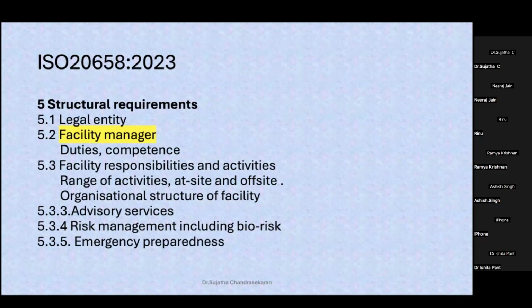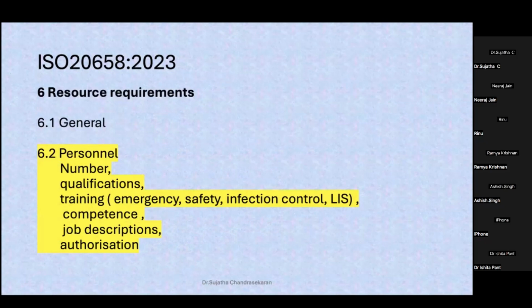And emergency preparedness, that we know, all the disaster management protocols. I wouldn't dwell much on that. And then we go to the next. Under resource requirements, clause 6, here 6.2, which is personnel. The personnel requirement demands that the number of persons connected with the sample collection and transport activity should be proportional to the activity, the number of samples they collect. Second, the qualifications have to be defined.